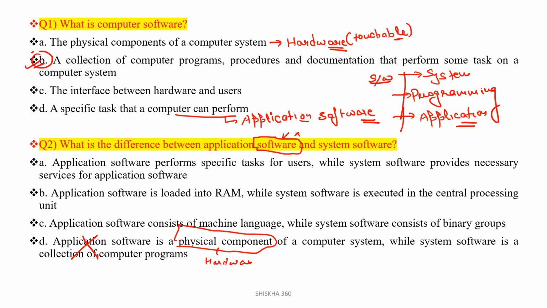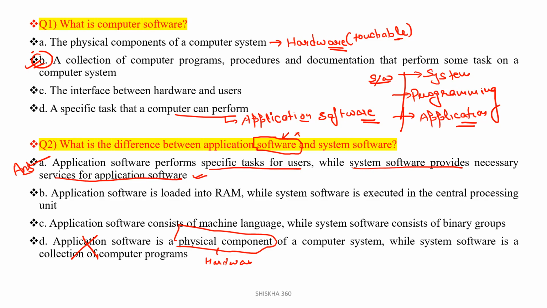Application software, as the name suggests, is used for specific tasks, while system software is for providing the necessary services for the application software. So option A will be the correct answer: application software performs specific tasks for the users, while the system software provides necessary services for the application software.